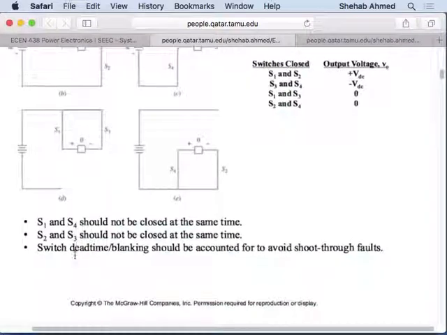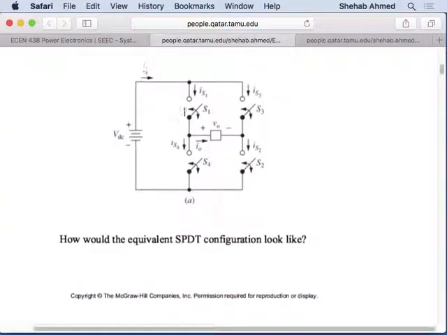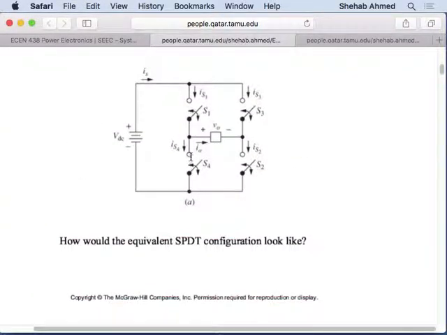Can I have 2 of these switches on at the same time? Can I have S1 and S4 on at the same time?